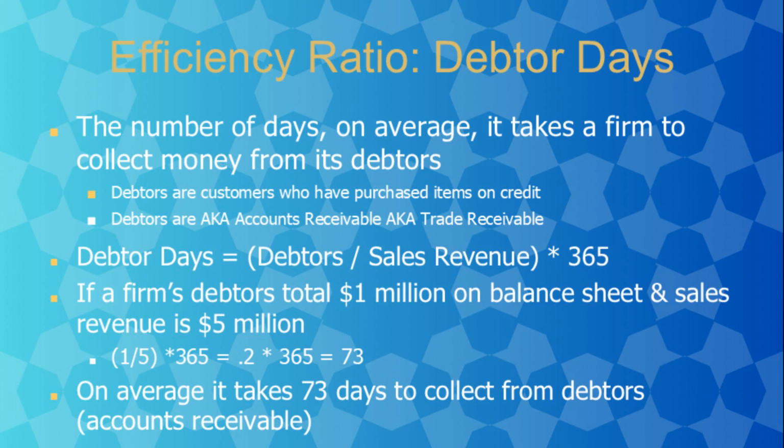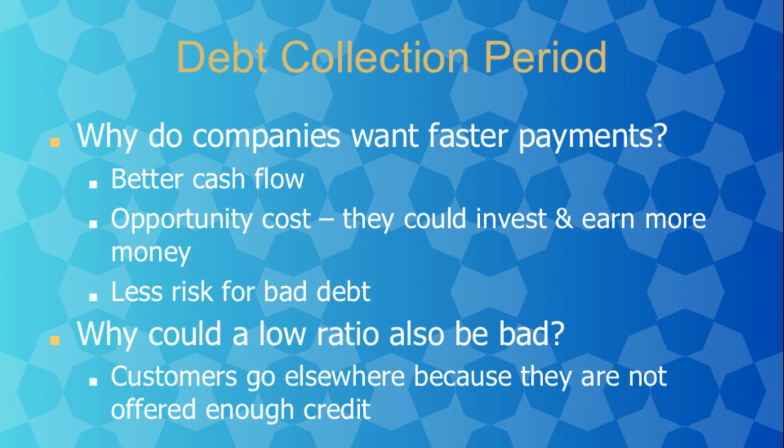Debtor days measure the average number of days it takes a firm to collect money from its debtors. This is calculated by dividing debtors by sales revenue and multiplying by 365. Faster payments improve cash flow and reduce the risk of bad debt. However, a low ratio might drive customers away if they are not offered enough credit.